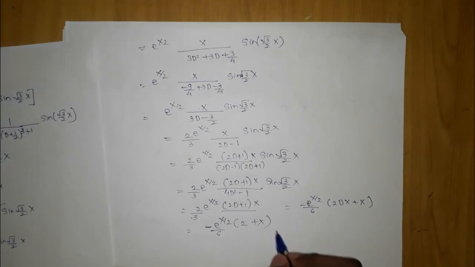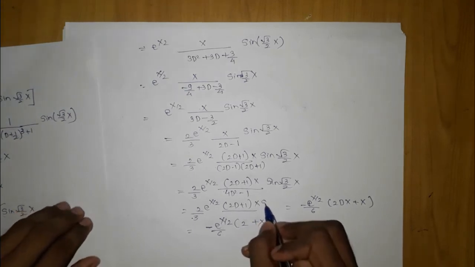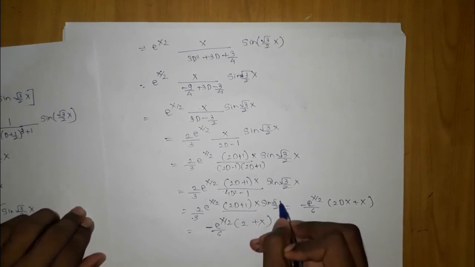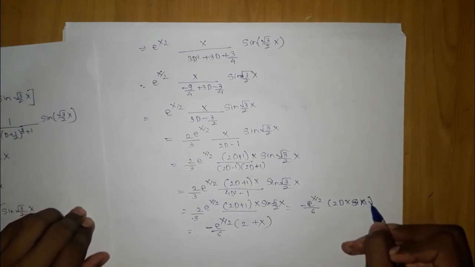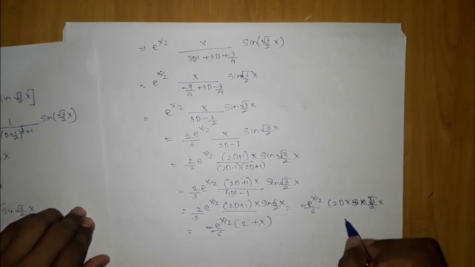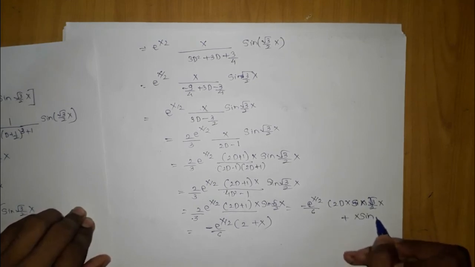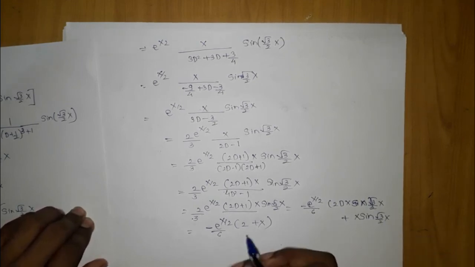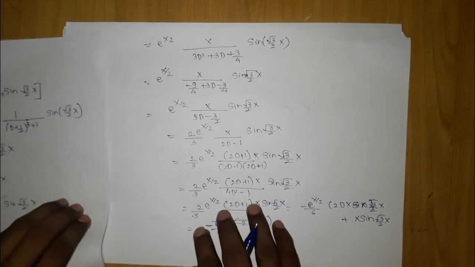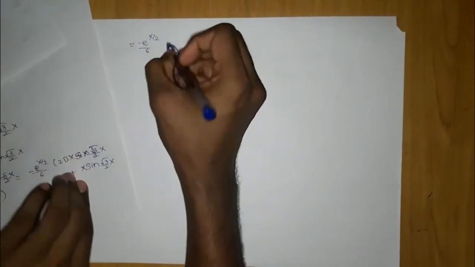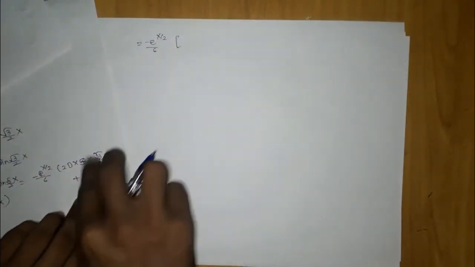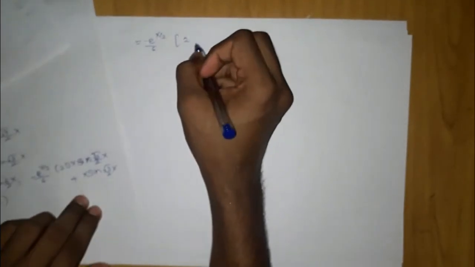Okay, I forgot to multiply the sine. Here it was sine root 3 by 2x also. I forgot to multiply that only. So if we do that, here it will be sine root 3 by 2x plus x sine root 3 by 2x. If we do that further, let's see on the next page what we are getting. We will get e to the power x by 2 minus by 6 into, if we differentiate both of them by chain rule, we will get something different.